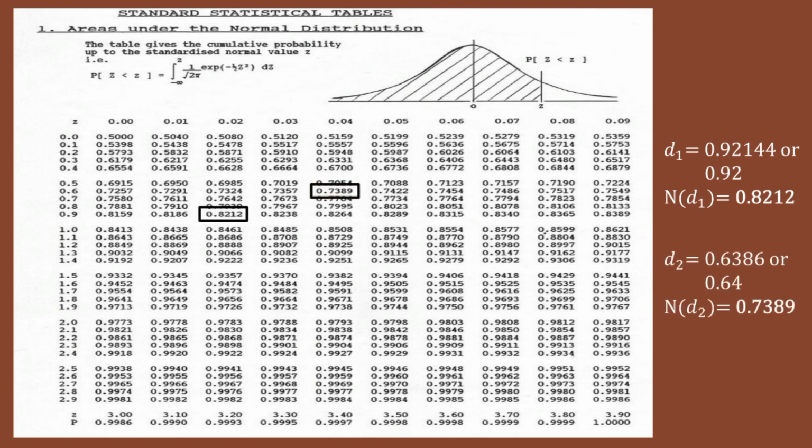And then here, we will locate the area under a standard normal distribution curve of d sub 2. We have 0.64, and then we have the probability of 0.7389.